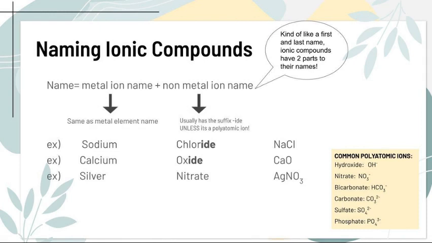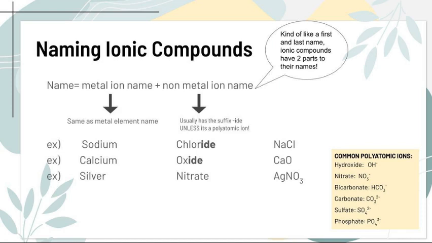Now moving on to naming ionic compounds. Ionic compounds kind of have a first and last name situation. They have 2 parts, one which is the metal name followed by the nonmetal ion name. The metal is usually just listed as the same as the element, and the nonmetal usually has the suffix "ide" unless it's a polyatomic ion.